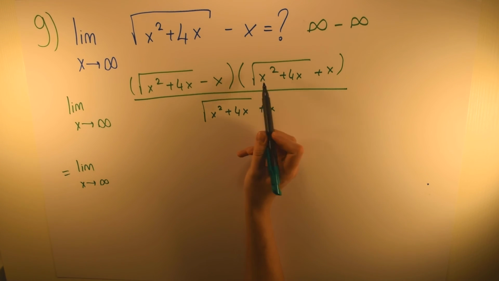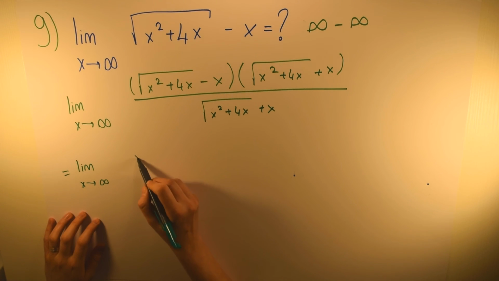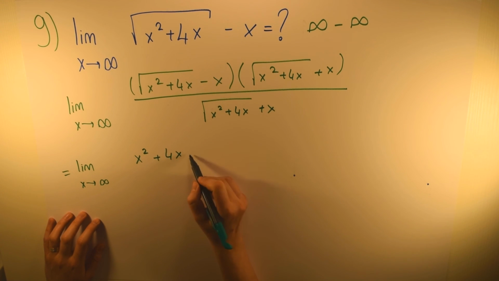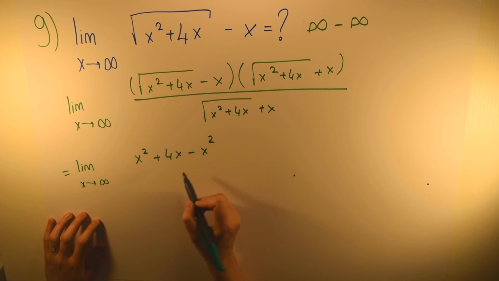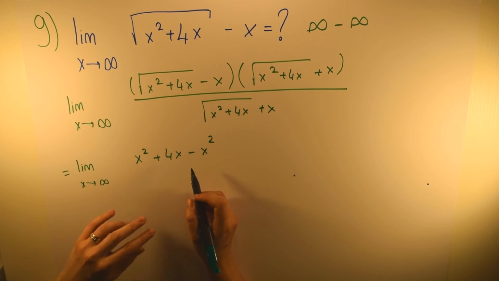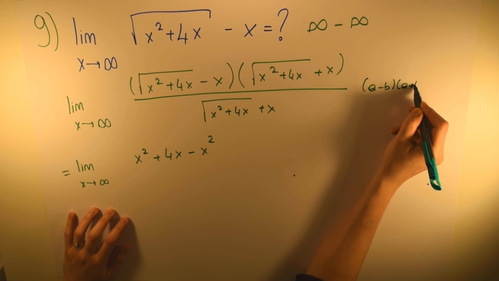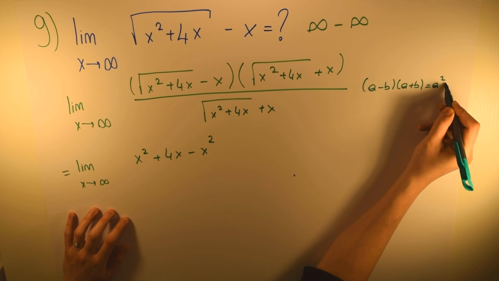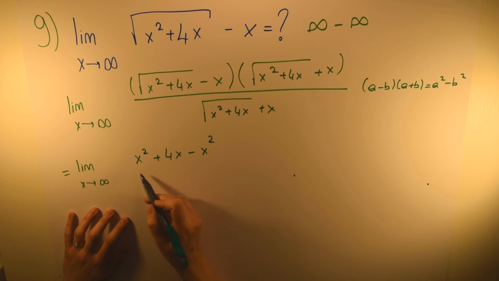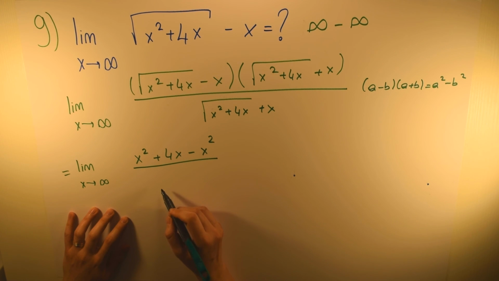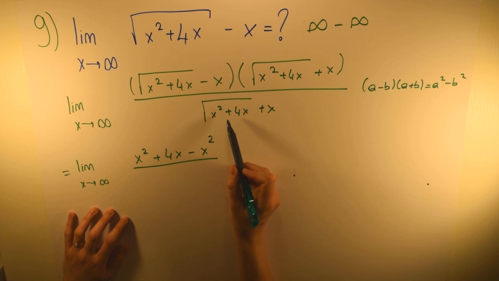So this one, I can write as x squared plus 4x minus x squared. Why? Because this comes from the difference of two squares, right? It is a minus b times a plus b is equal to a squared minus b squared, right? So it's over, we have its conjugate here.